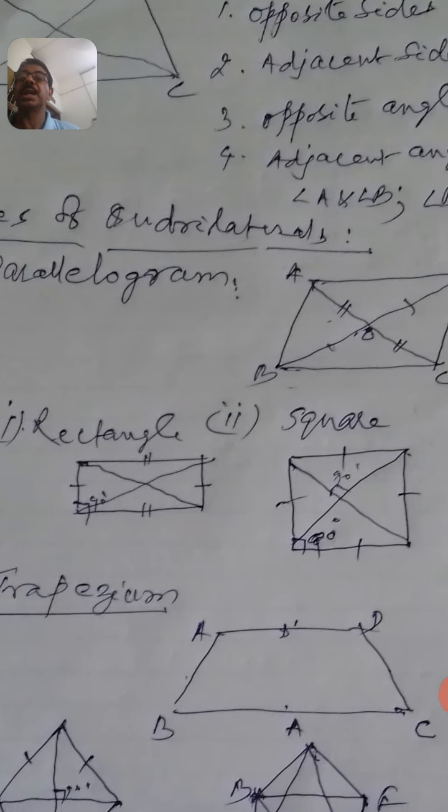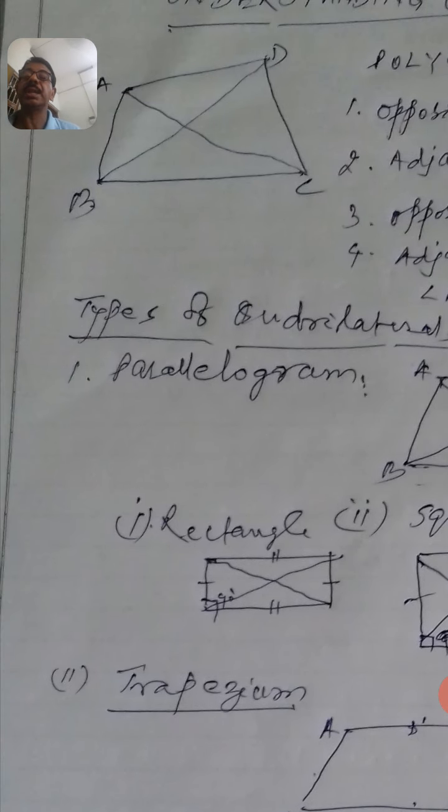Now, opposite angles. You know, A and C are opposite angles, B and D are opposite angles. Similarly, adjacent angles are there. Angle A and angle B are adjacent angles. Angle B and angle C are adjacent angles. Similarly, C and D, and angle D and angle A. It means there are four pairs of adjacent angles and two pairs of opposite angles.